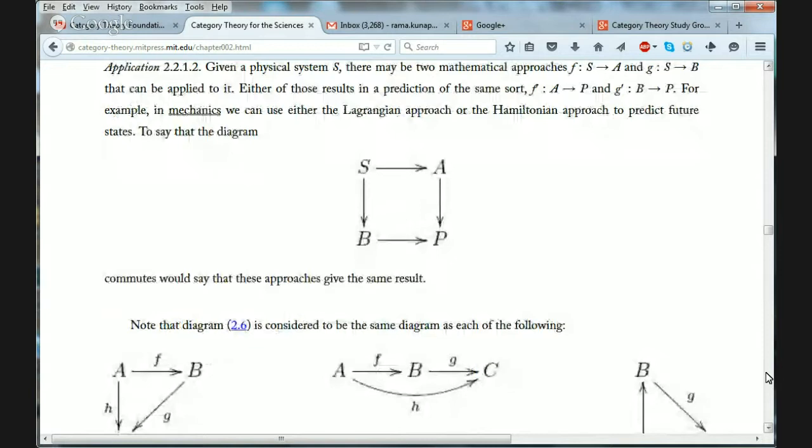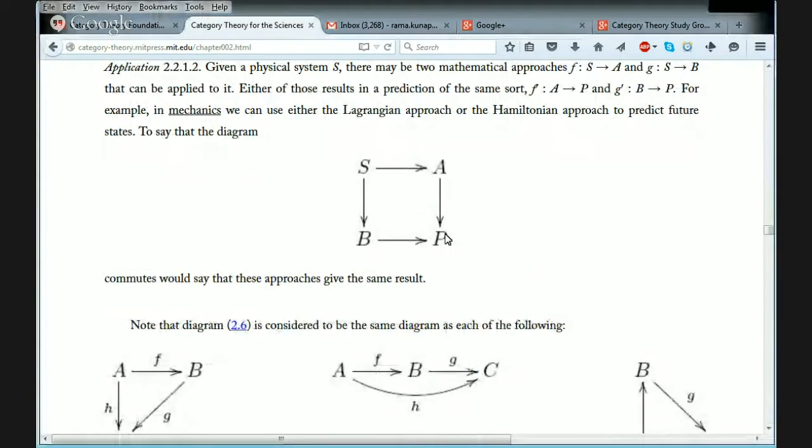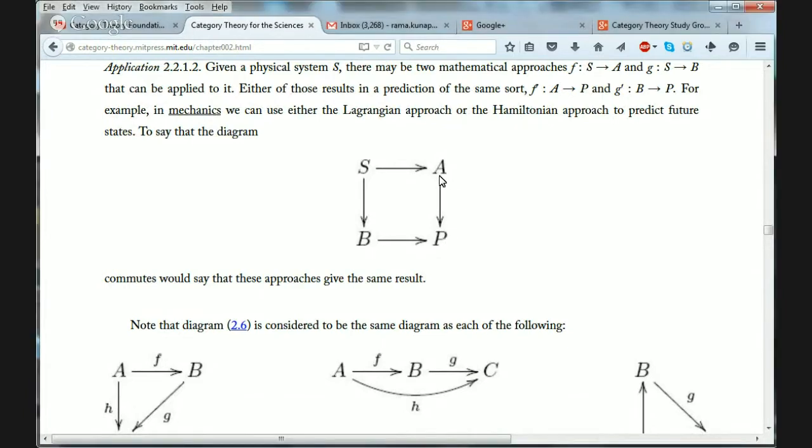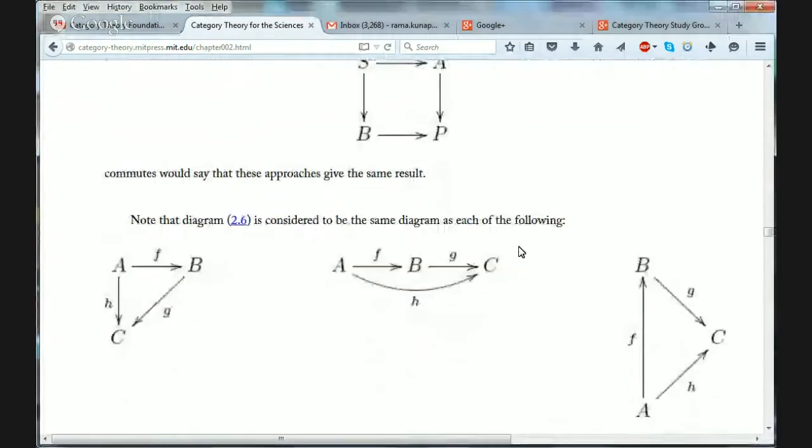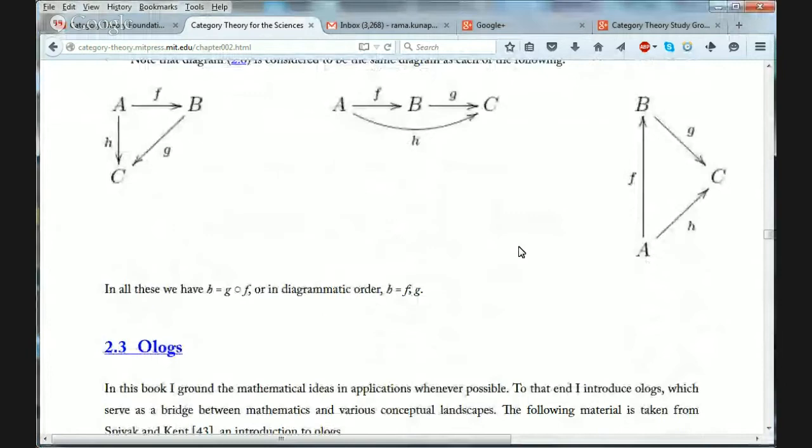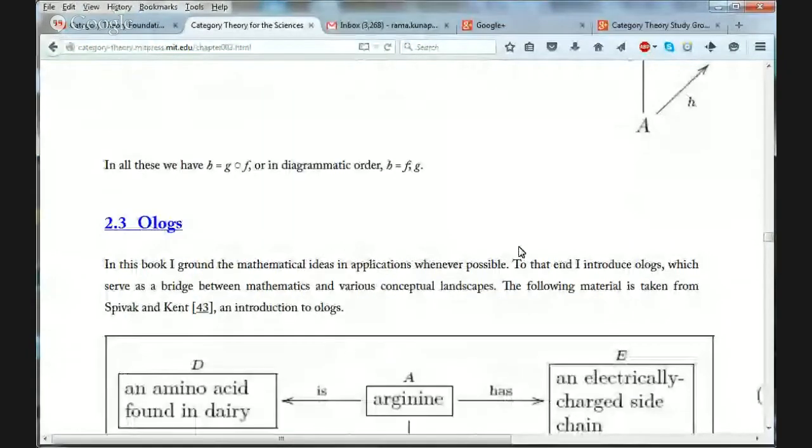He's got a nice example from physics here. If you have a system and some state you want to predict in the future, then you can go with either the Lagrangian approach or the Hamiltonian, and both should give the same result. So this diagram commutes. And here it goes to different ways of drawing the same diagram.